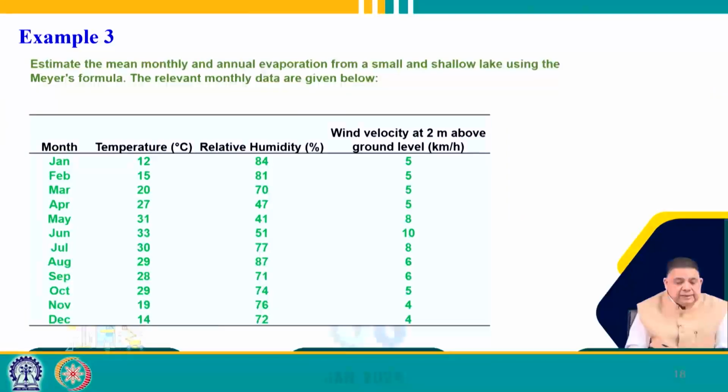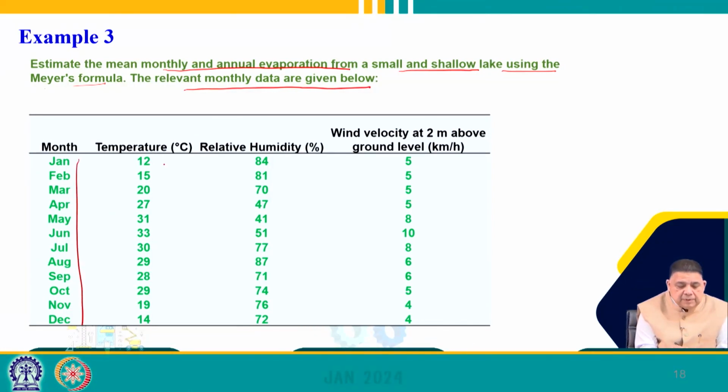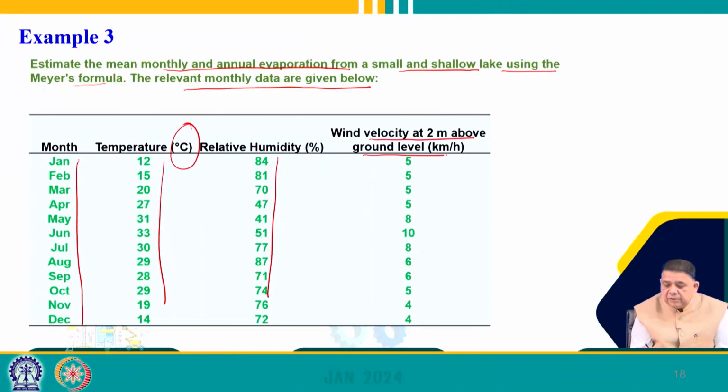Let us take an example here. Estimate the mean monthly and annual evaporation from a small and shallow lake using Meyer's formula. The relevant monthly data are given below. Here for different months, January to December, we have been given temperature in degree C, relative humidity value in percent, and wind velocity at 2 meters above the ground in kilometers per hour. So, for different months, the velocity is also given.